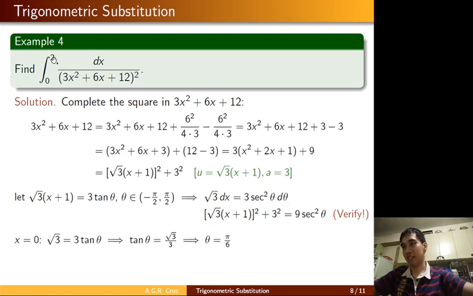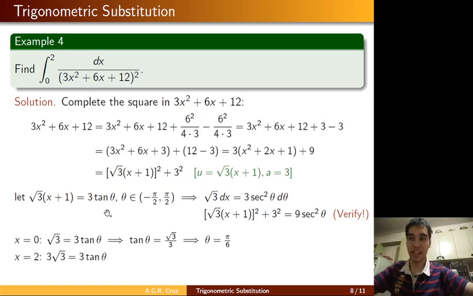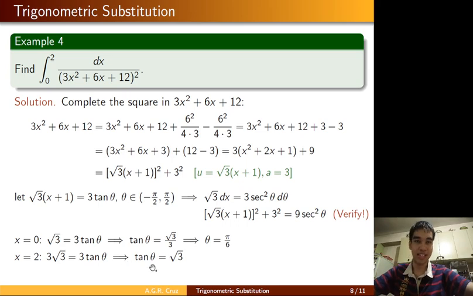Next, let's consider the upper limit, x equals 2. So replacing x with 2 in this equation, you should get square root of 3 times 2 plus 1, or 3 square root of 3. That's now equal to 3 tangent theta. Okay? And then if you divide both sides by 3, you should get square root of 3 equals tangent theta. Okay? So again, similar to this one, you are looking for an angle in quadrant 1, an acute angle, whose tangent is square root of 3. And that angle will turn out to be 60 degrees or pi over 3.